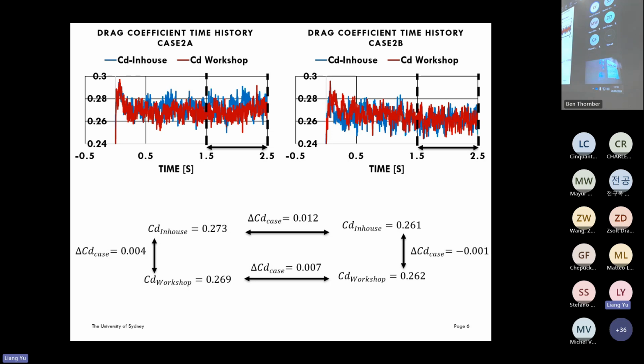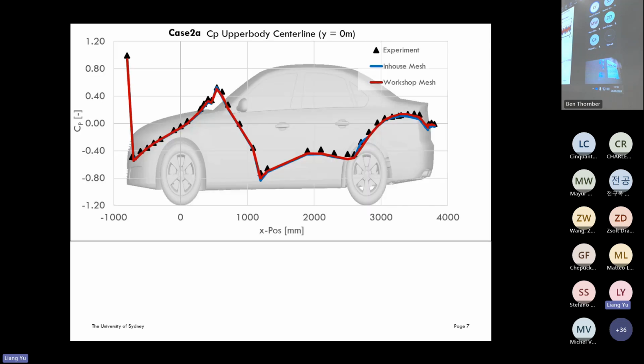So if we go to the next slide, this is the upper body centerline pressure coefficient for case 2A by the two grids. You can see I can't say which one's definitely better, because the in-house mesh has a point which lies directly on the experiment, but for the downstream, it sort of deviates further from the experiment.